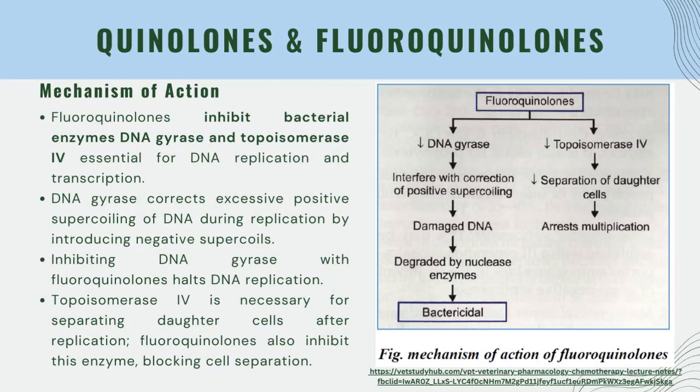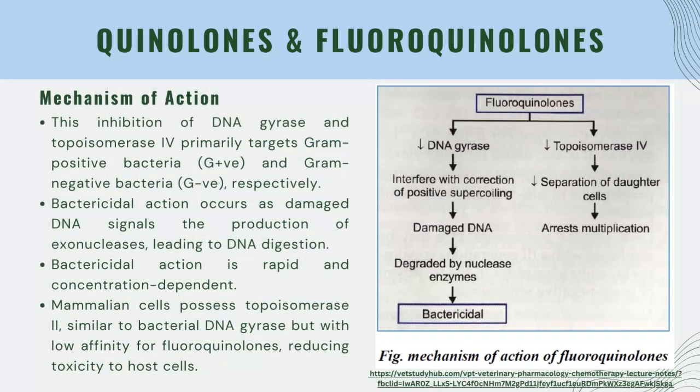An illustration on the right represents the mechanism of action of fluoroquinolones. This inhibition of DNA gyrase and topoisomerase 4 primarily targets gram-positive bacteria and gram-negative bacteria, respectively. Bactericidal action occurs as damaged DNA signals the production of exonucleases, leading to DNA digestion. Bactericidal action is rapid and concentration dependent.